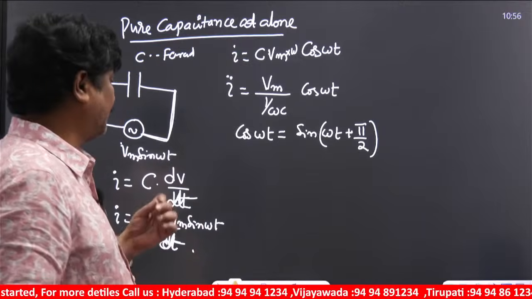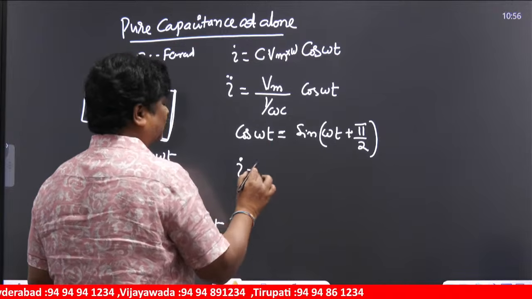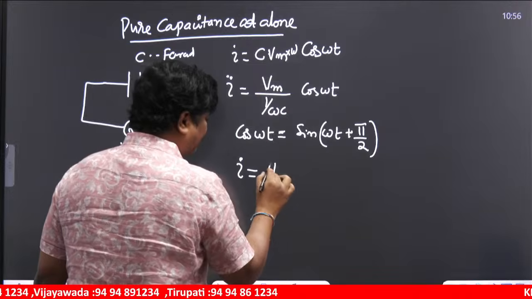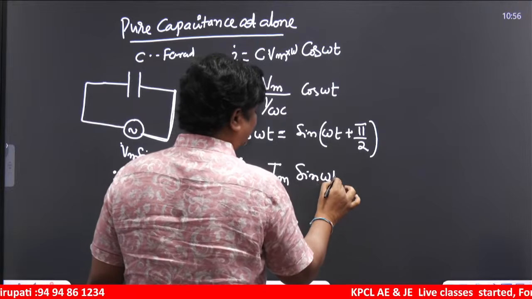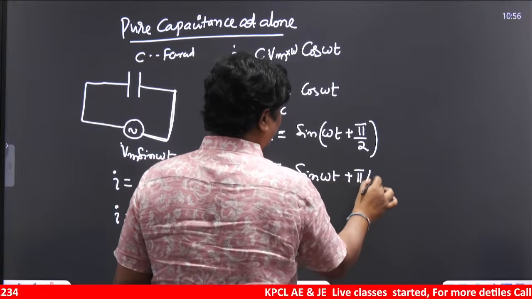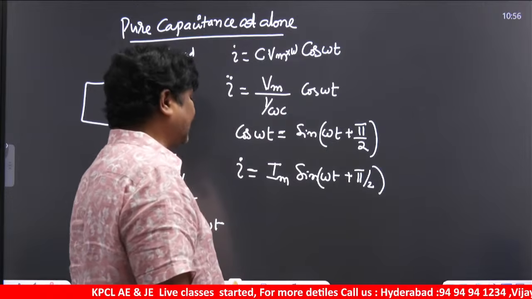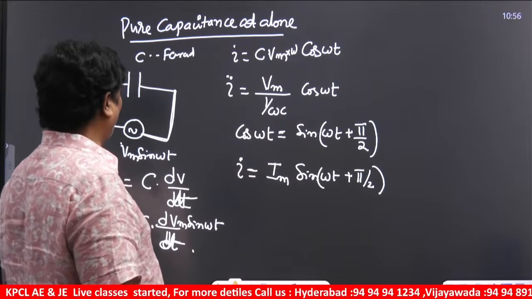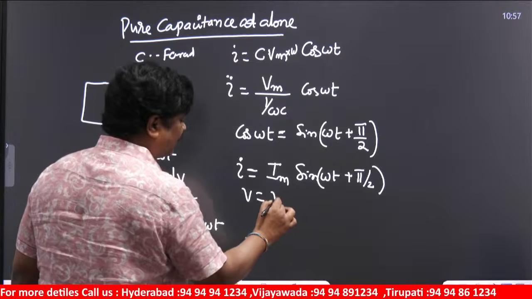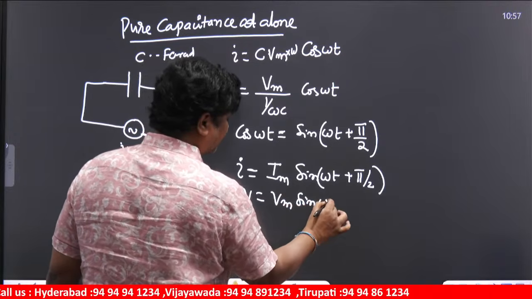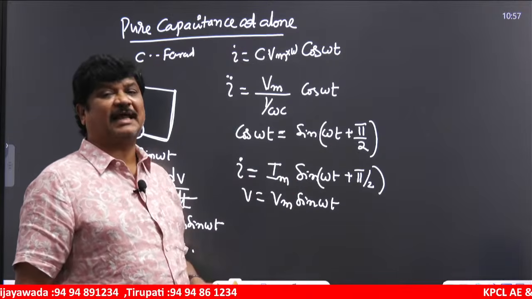Now, what is the current equation we can write? I is equal to Im sin omega t plus pi by 2, and plus pi by 2 is nothing but 90 degrees. What is the V equation? V is equal to Vm sin omega t. And I is equal to Im sin omega t plus 90.